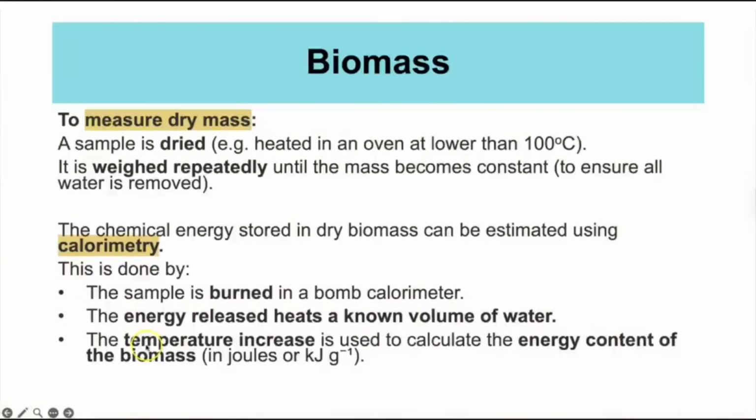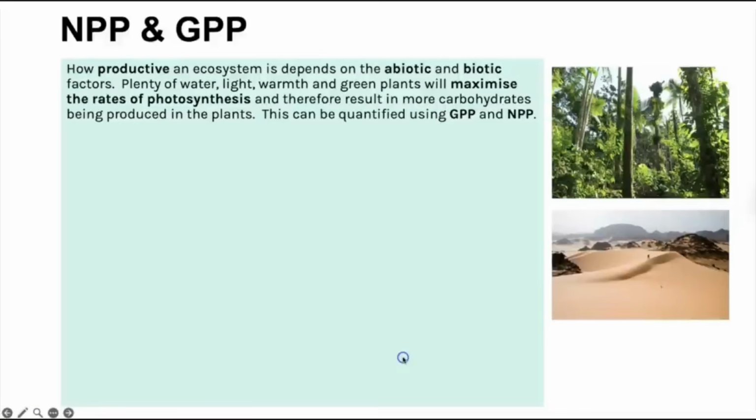What you would do is measure the temperature increase, and that is then used to calculate the amount of energy that there must have been in the biomass, because that energy has been converted into heat energy, so it'd be the temperature increase. And that is measured in joules or kilojoules per gram. Next is NPP and GPP.